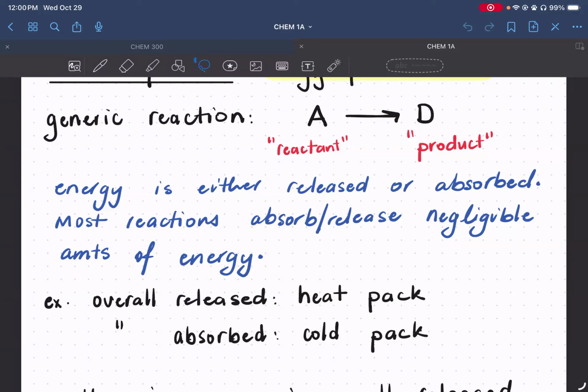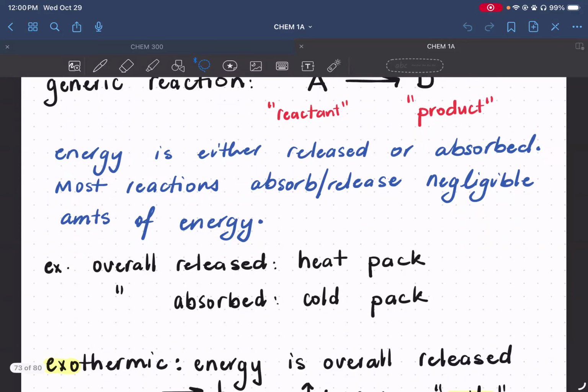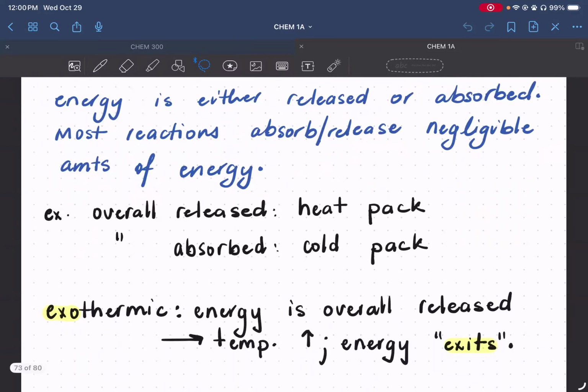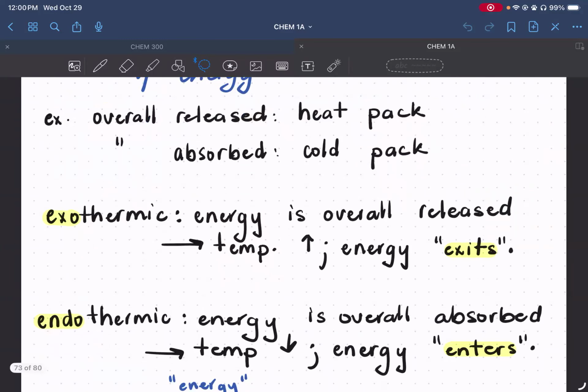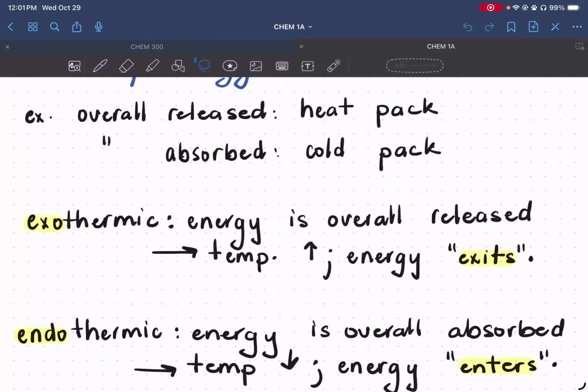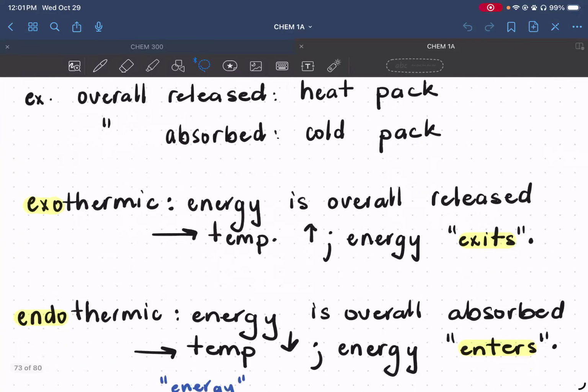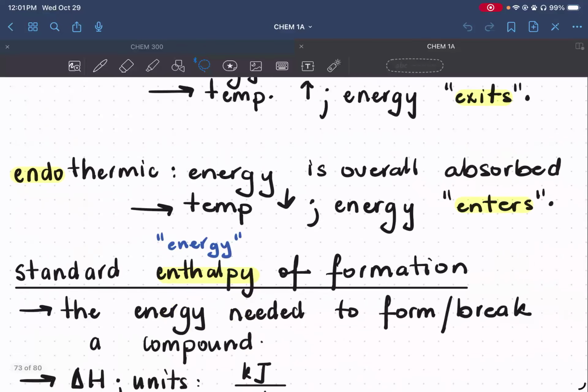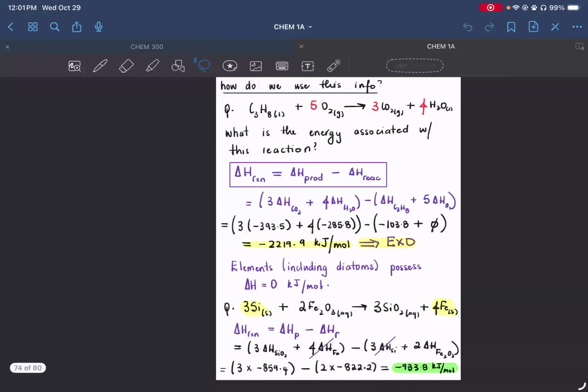Some reactions do have a noticeable amount of energy associated with them, such that it does lead to changes in temperature. I think, for example, of a heat pack and a cold pack, where in a heat pack, energy is overall released, and in a cold pack, energy is overall absorbed. This is accompanied by changes in temperature, where in an exothermic reaction, energy exits, such that the temperature rises, and in an endothermic reaction, energy enters, such that the temperature decreases.